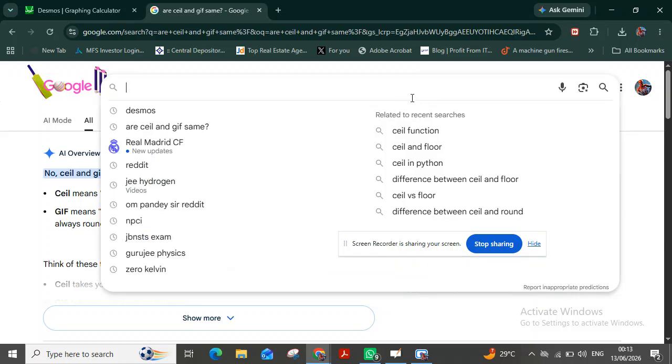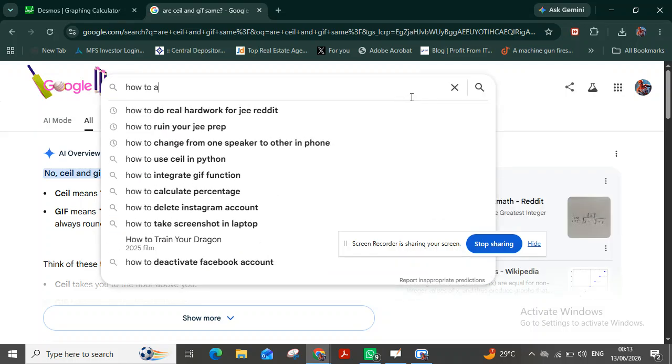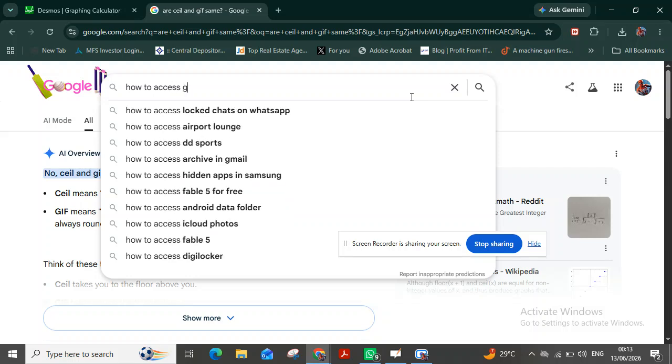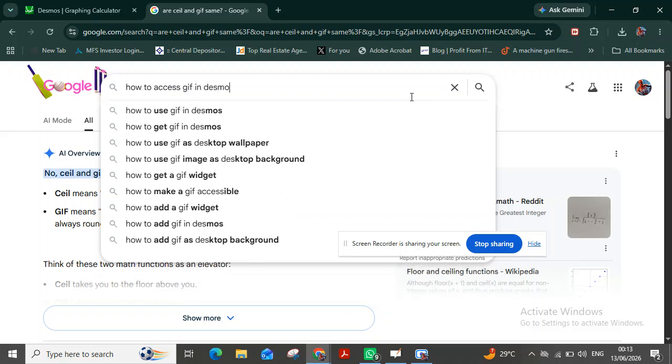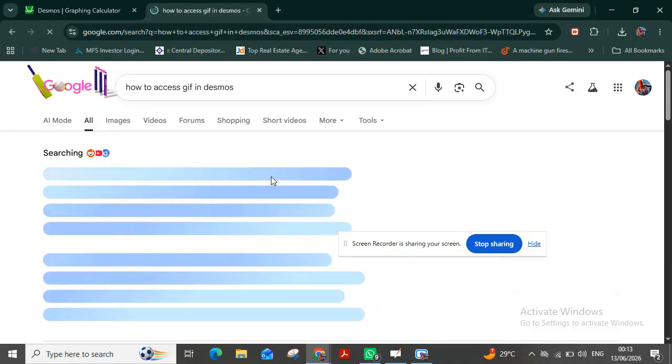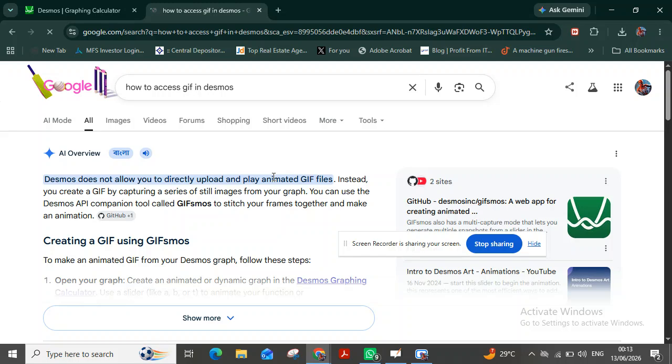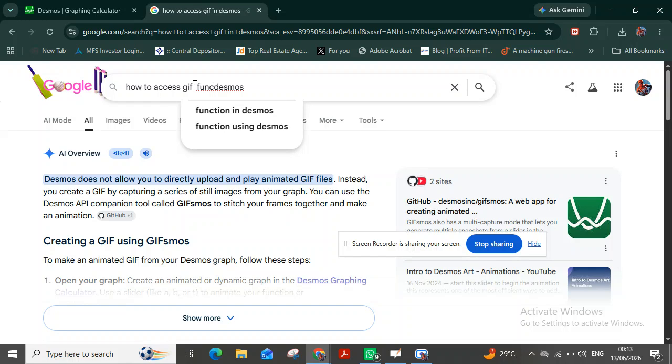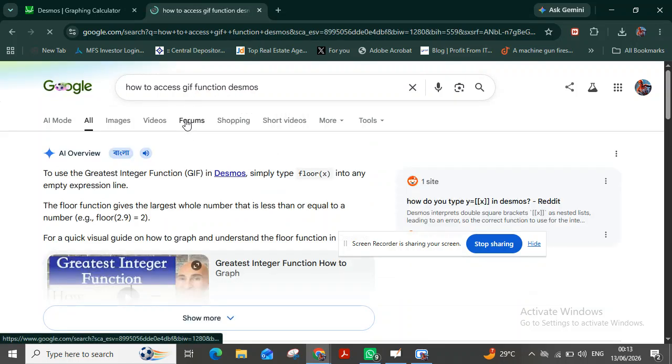But I want to show you GIF, right? How to access GIF in this. Just search it. GIF function, how we can show.